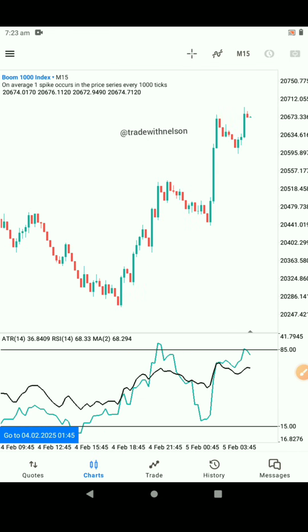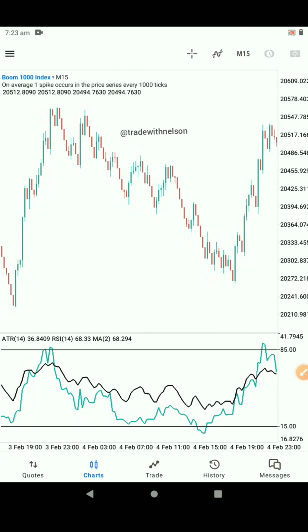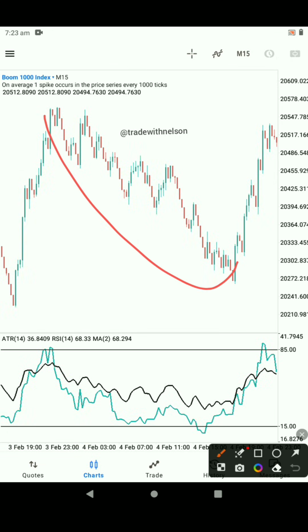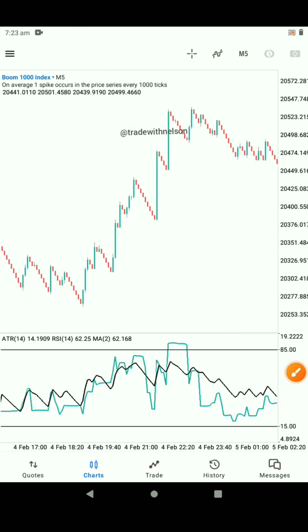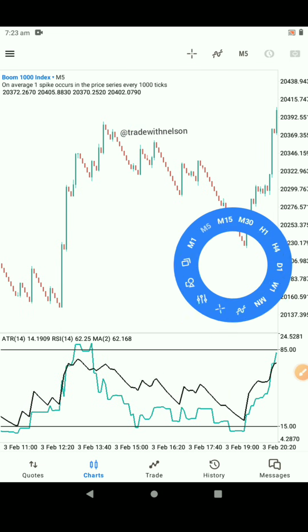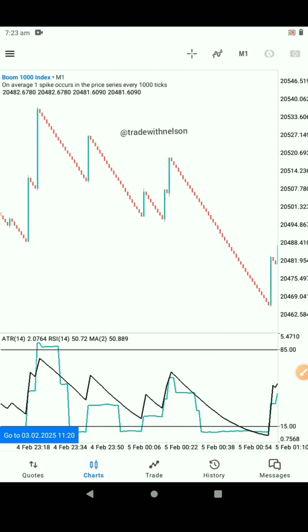If you go back to our 15 minutes time frame, in this condition here, the market is going down, low, high, low, high, low, high, low, high, low. So in this market condition, we are selling. Go to our 1 minute time frame, where we are focusing more on catching the retracement.